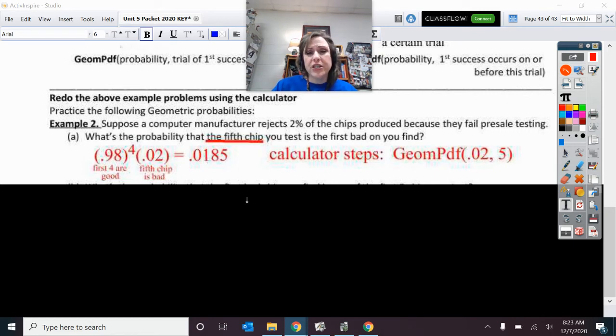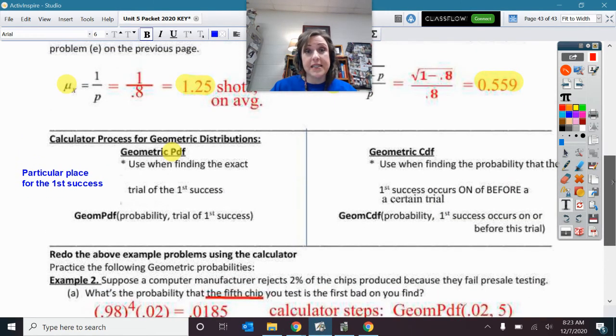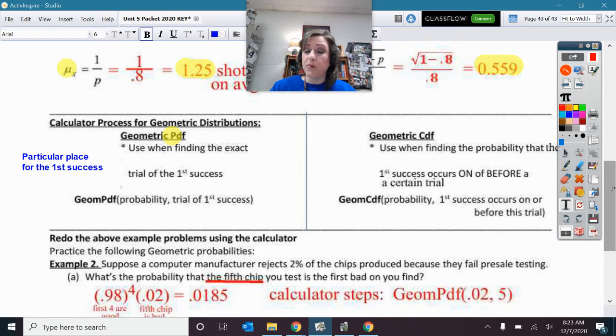All right? With geometric PDF, it's not that horrific of a thing to usually just calculate straight away. So you may choose to do that. But the other situation, the geometric CDF, is a bit more involved, and you will probably want to utilize the calculator for that.